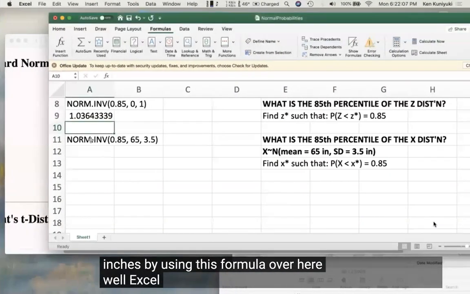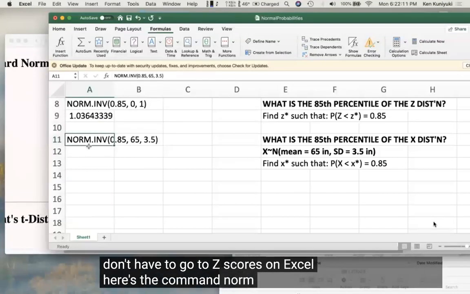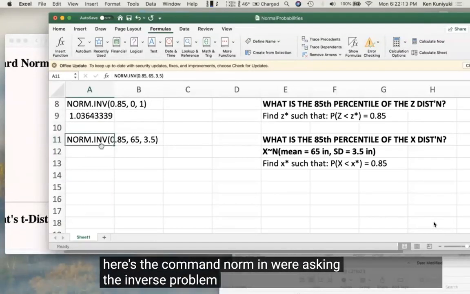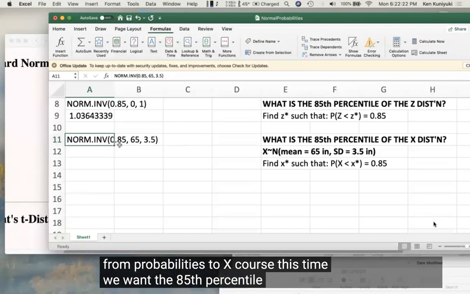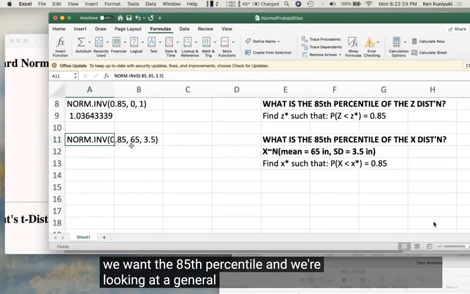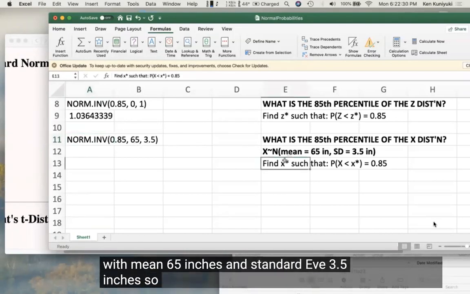Well, Excel does it pretty quickly. You don't have to go to z-scores on Excel. Here's the command, norm.inv. We're asking the inverse problem. We're going back from probabilities to x-scores this time. We want the 85th percentile, and we're looking at a general normal distribution with mean 65 inches and standard dev 3.5 inches. So we want the 85th percentile of this x distribution.